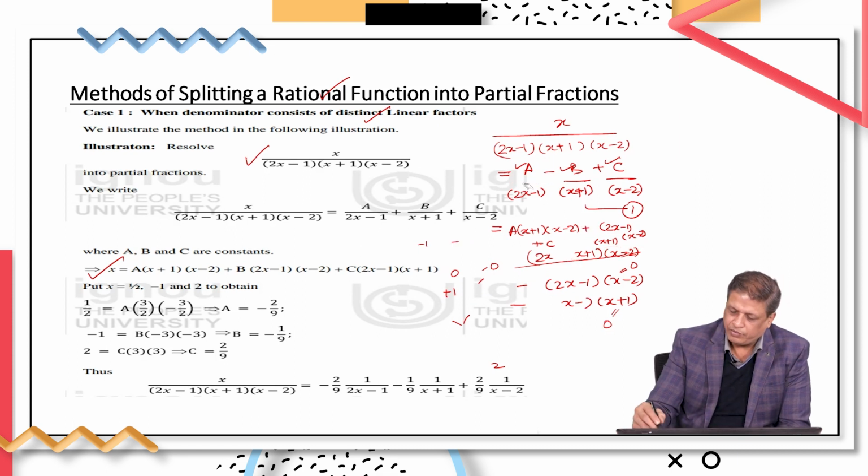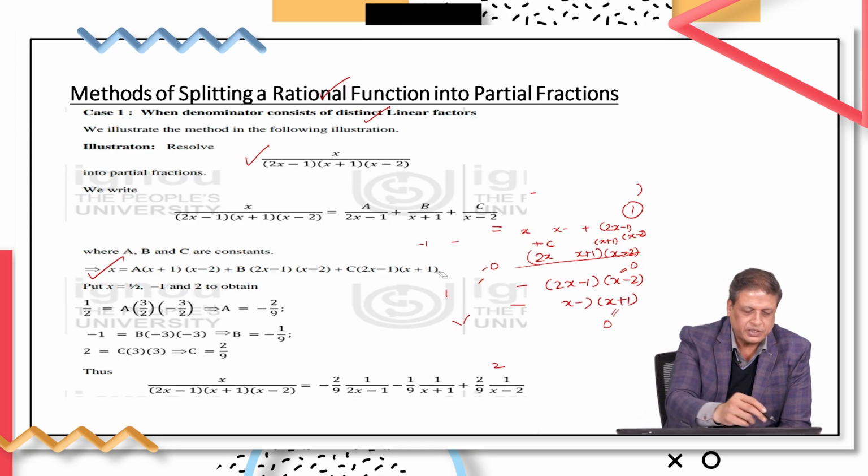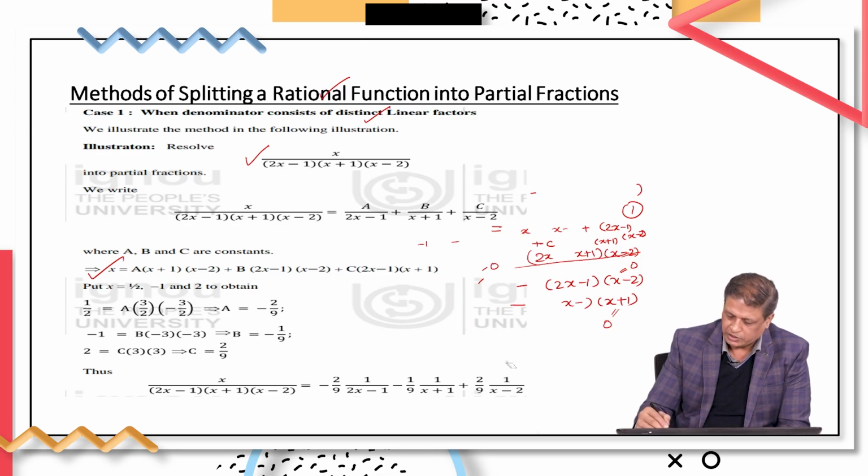So, let us find the values of A, B and C. For what values the entire expression will turn out to be 0, and how to use the coefficients to solve such expressions, let me do it.